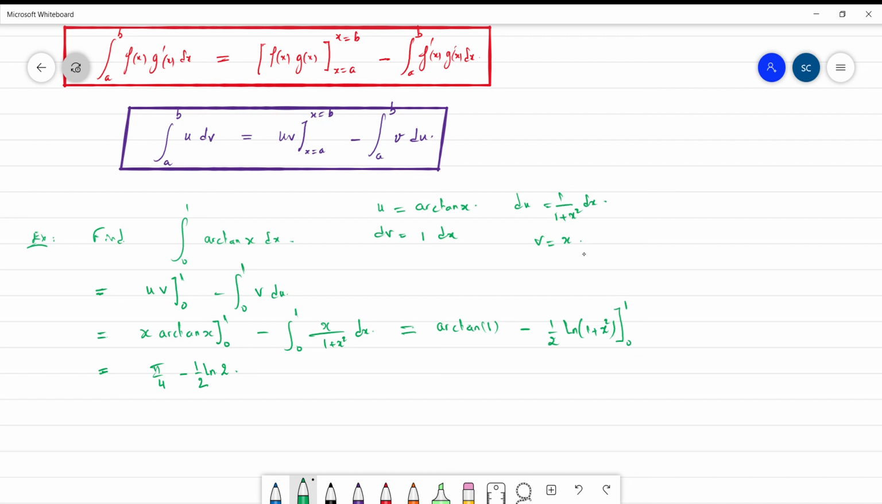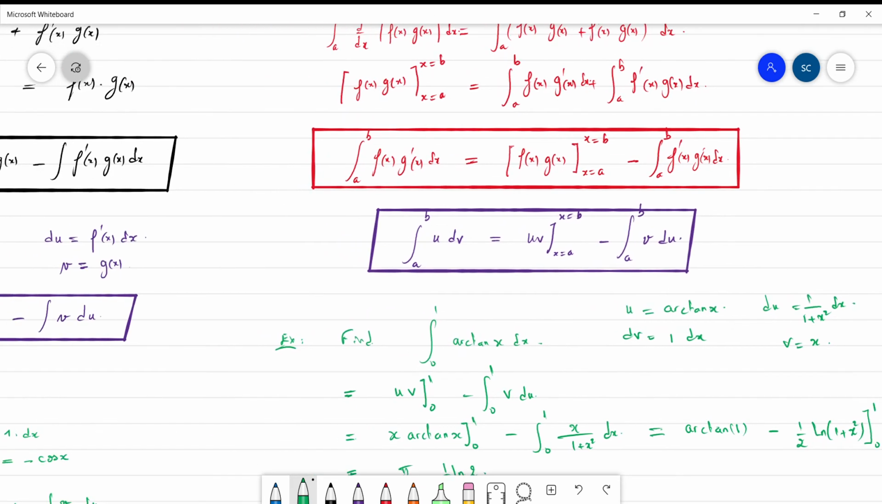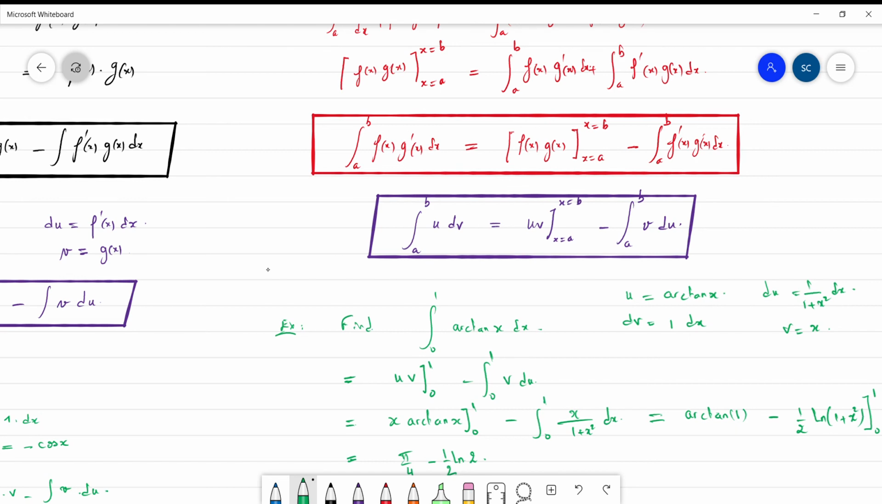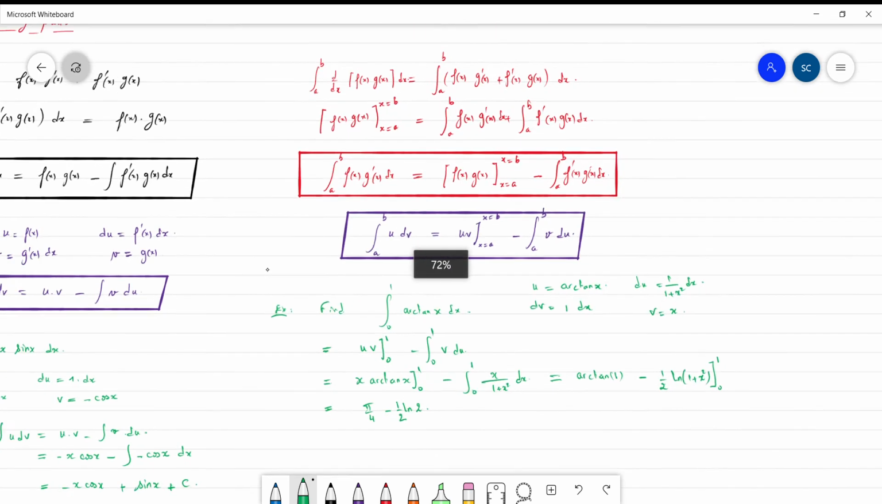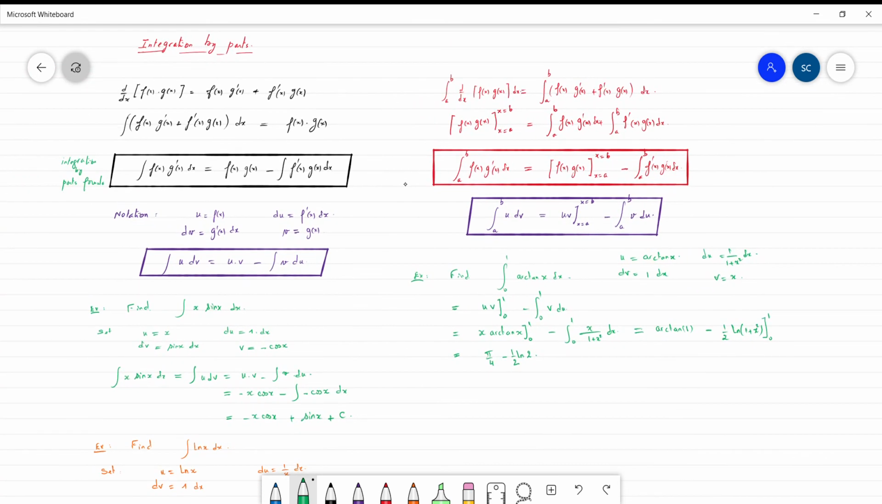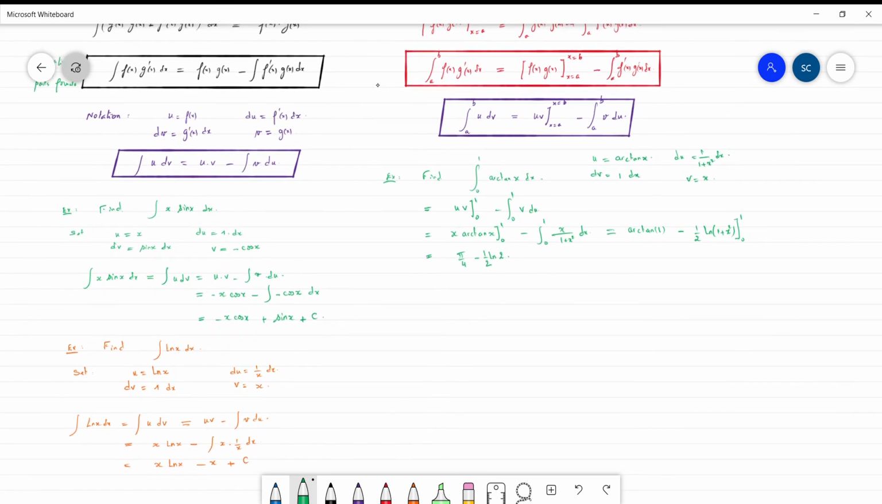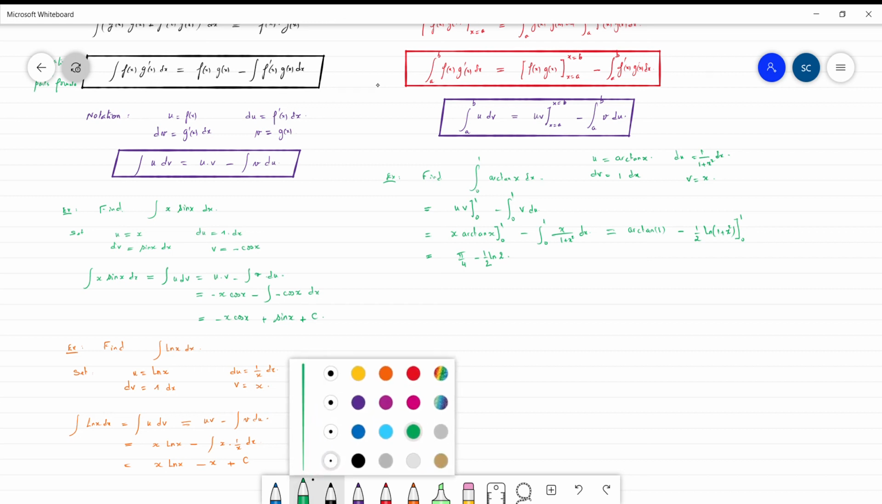So this is the method. You see integration by parts: the idea is very simple, but it will allow us to make much more complex calculations of antiderivatives. Let's do one more example.